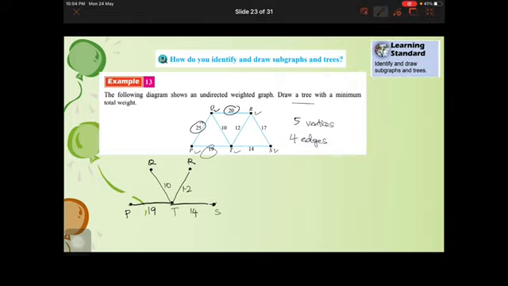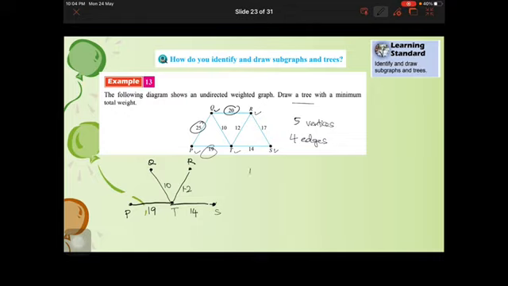Okay, now let's check. We have 5 vertices, the same as the question. So 4 edges. And it's connected to all vertices, and from one vertex to another vertex, there is only one way. So this is the final answer. This is the minimum total weight.